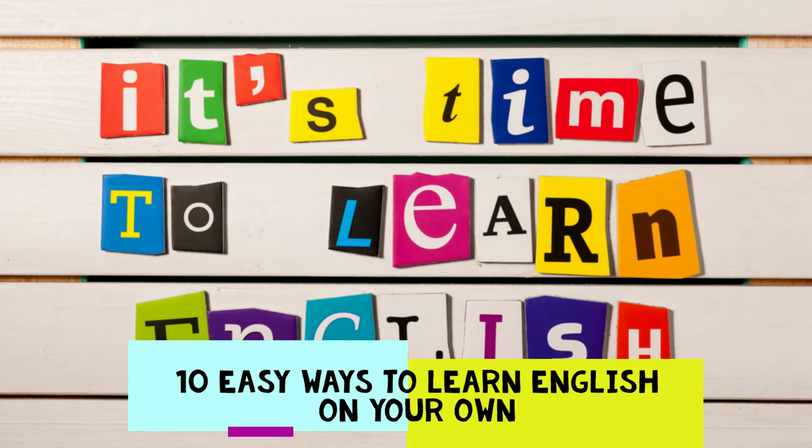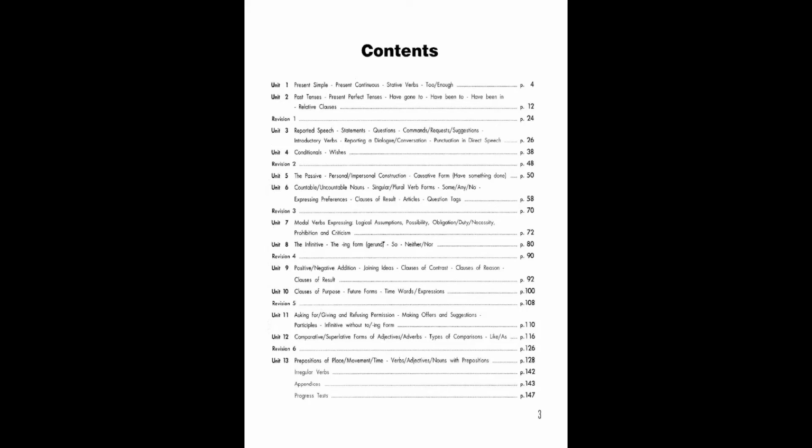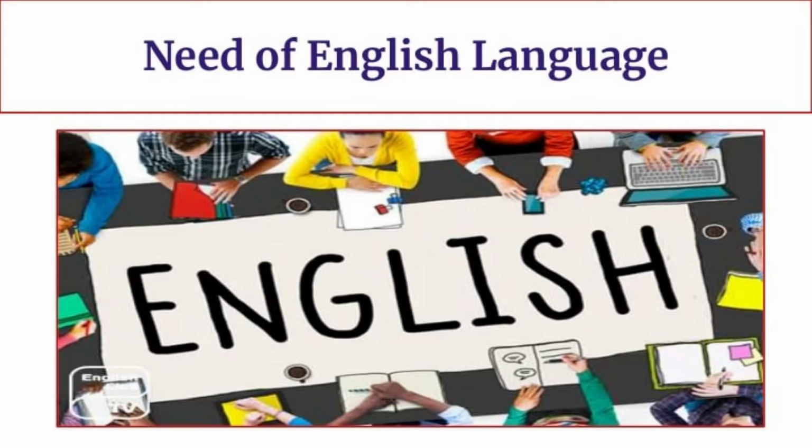10 easy ways to learn English on your own. Determining the purpose of learning English. You need to determine how much and why you will need the language you will learn. If you do this, you will not be overwhelmed by meaningless and unnecessary grammar rules and you will save time. If you are not going to be a philologist, you don't need to know detailed grammar rules.